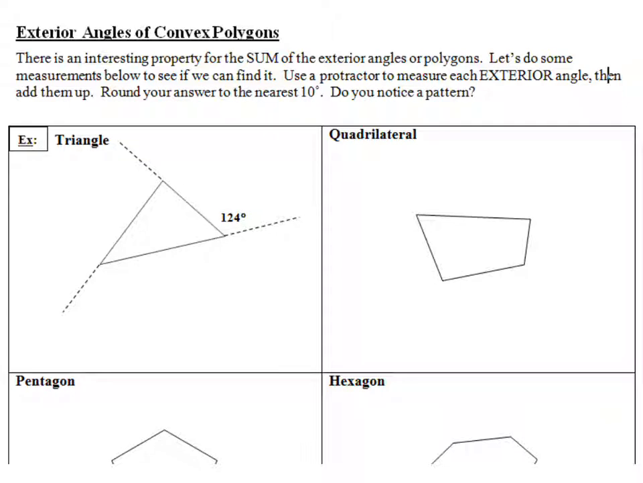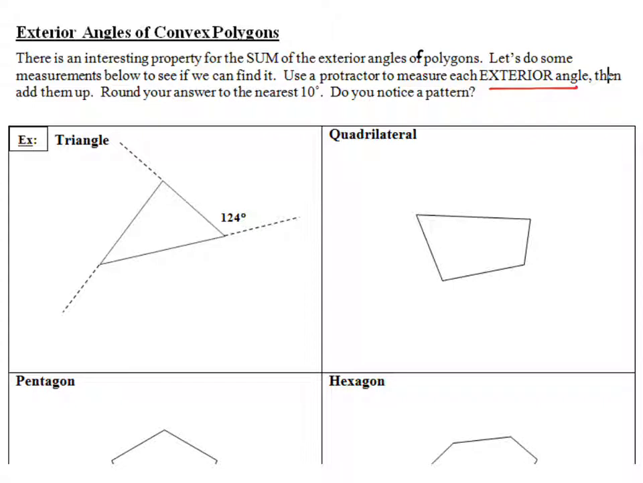So here it says exterior angles of convex polygons. Remember, those are the ones that are on the outside. And it says there's an interesting property for the sum of the exterior angles, and that should be of polygons, not or polygons. Let me just fix that up really quickly. So it says let's do some measurements to see if we can find out what that property is. And it says use a protractor, which we just talked about, to measure each exterior angle. And then we're going to add them up and round the answer to the nearest 10 degrees. And they ask, do you notice a pattern?